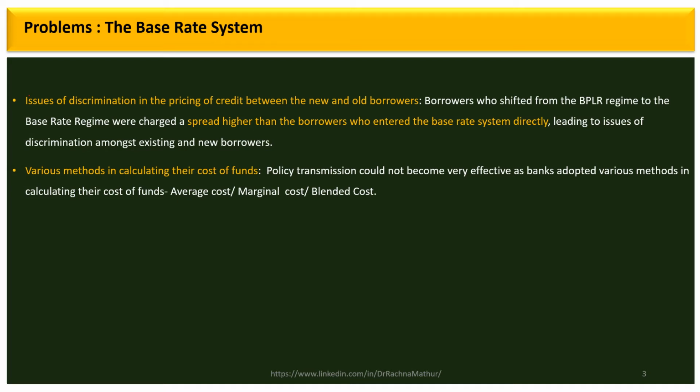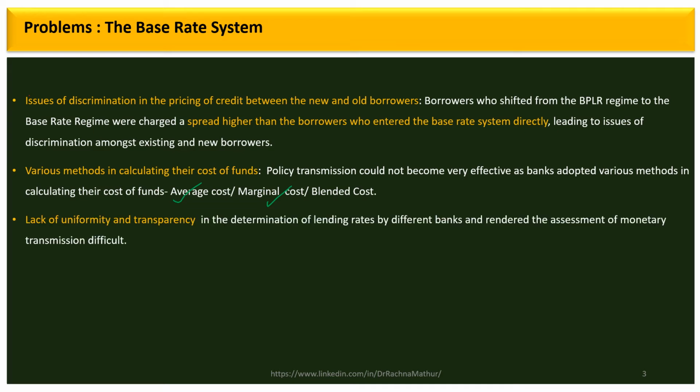Another charge against the base rate system was that it had various methods of calculating the cost of funds. The base rate system was meant to ensure that changes in interest rate policy are effectively transmitted to borrowers, but policy transmission could not become very effective because banks adopted various methods in calculating the cost of funds: the average cost method, the marginal cost method, and the blended cost method, which has both average and marginal cost.